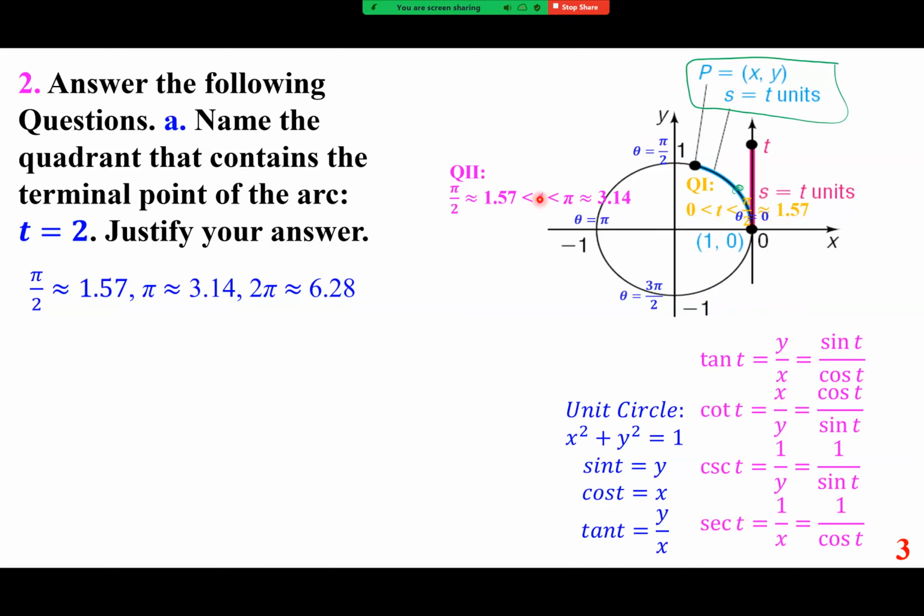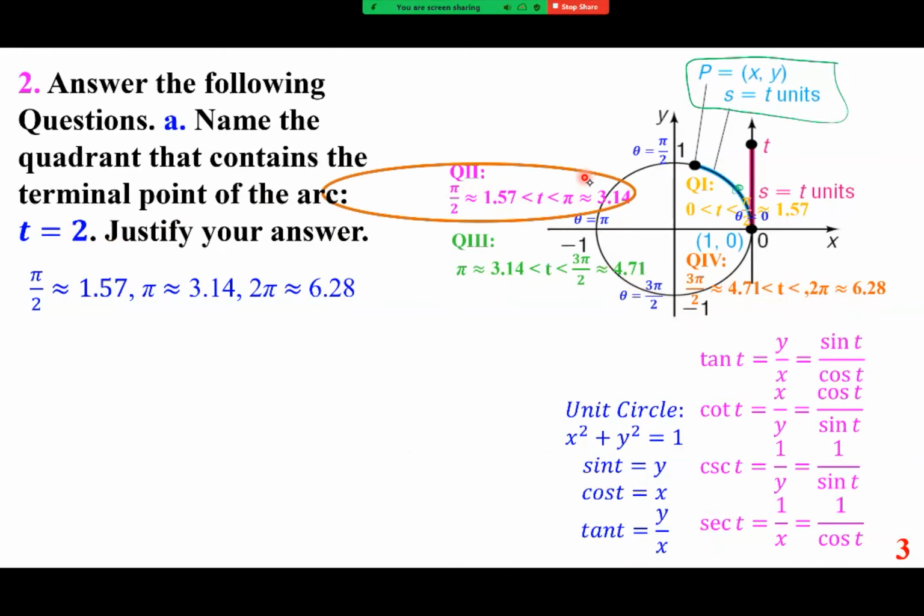In the second quadrant, between 1.57 and 3.14. In the third quadrant, between 3.14 and 4.71, roughly; 3 pi over 2 is 4.71. In the fourth quadrant, between this number 4.71 and 6.28. And again, since 2 is right here, that would be the second quadrant as far as the answer to number 2 is concerned.